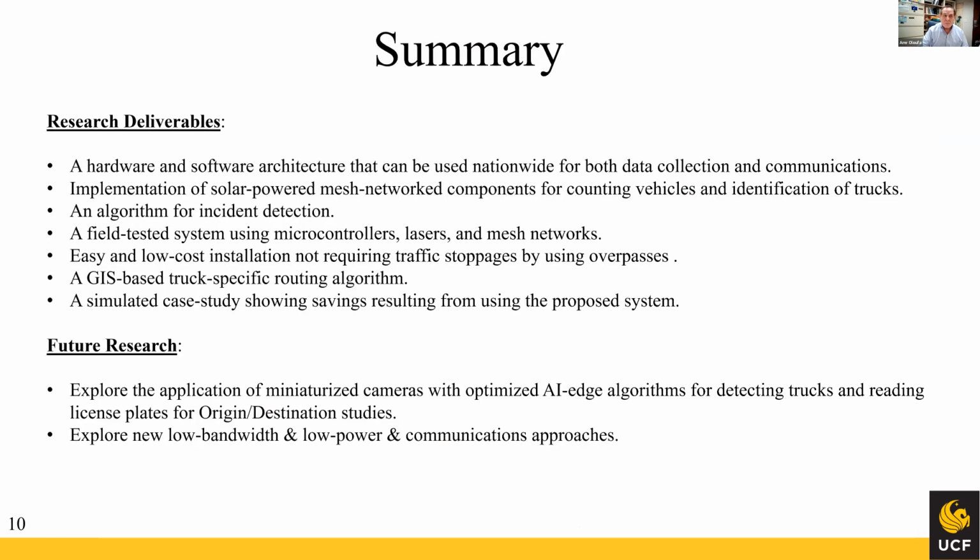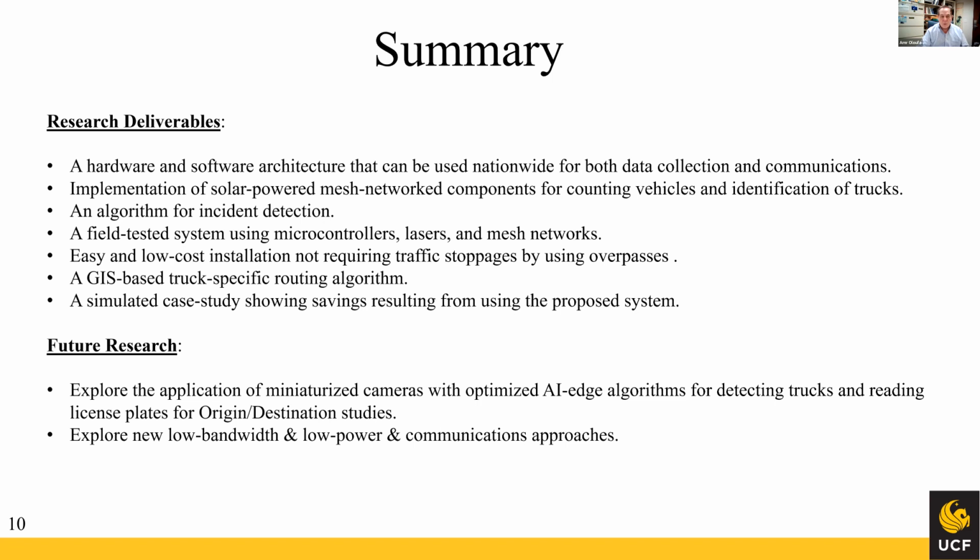So there are a lot of potential benefits that occur with a truck-specific routing system around existing congestion. So in summary, we developed a hardware and a software architecture that can be used nationwide using existing real-time operating systems, low power, an algorithm rather smart, working on simple microcontrollers to detect incidents. We field tested that in 2 sites with the help of our sponsor. And then, of course, we included all of that in a GIS-based truck-specific algorithm, and we studied the potential impact on multiple case studies.